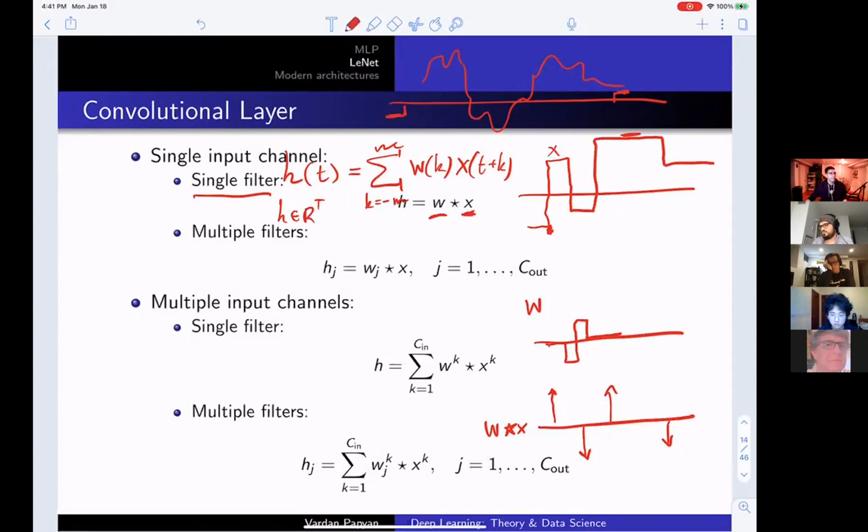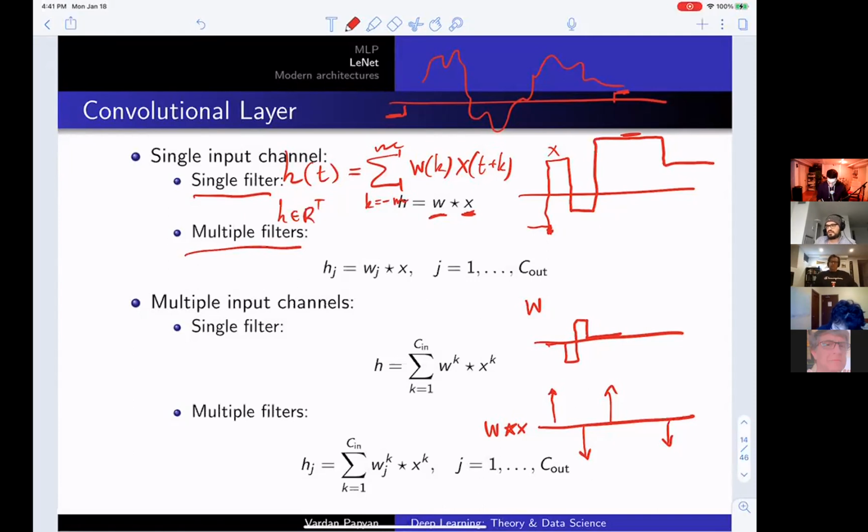Now, what is convolution with multiple filters? Did I answer all the questions? By the way, I feel like there were many questions. Does anyone have another question? Objections? Yeah, exactly. Non-circular convolution.